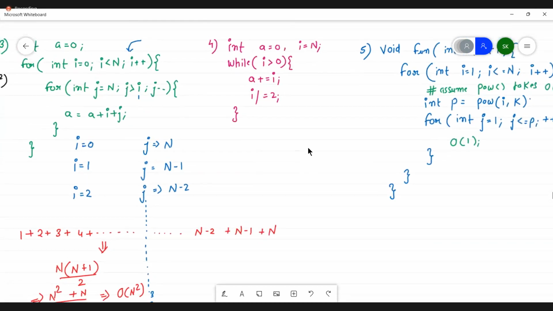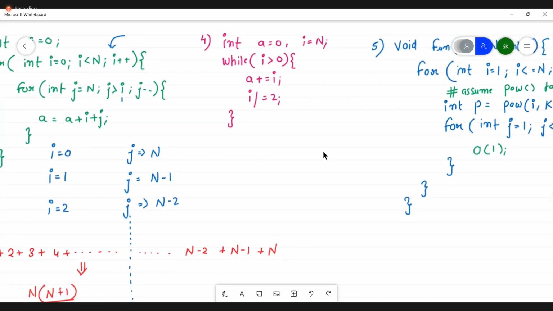Okay, so let's start with this question. We will see how it is getting solved. So first of all, it is given that a is equal to 0 and i is equal to n, while i is greater than 0. For the first step, i will be equal to n, yes or no? It will go in, increase the value of a and decrease the value of i, i divided by equals to 2. So i now will become n by 2. Yes or no?